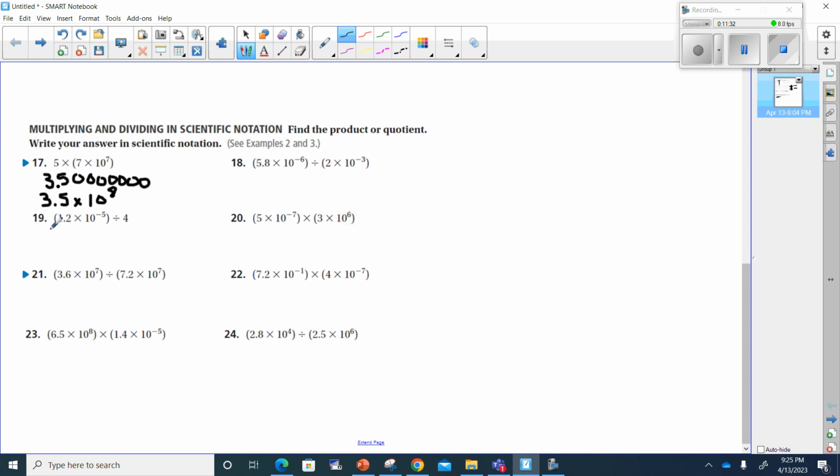All right, let's look at 19. We're dividing it by 4 this time. So we're going to be taking 1.2 and dividing it by 4. I know 12 divided by 4 is 3. So this should give us, see, 1.2 divided by 4. I'm going to make sure I got this right.